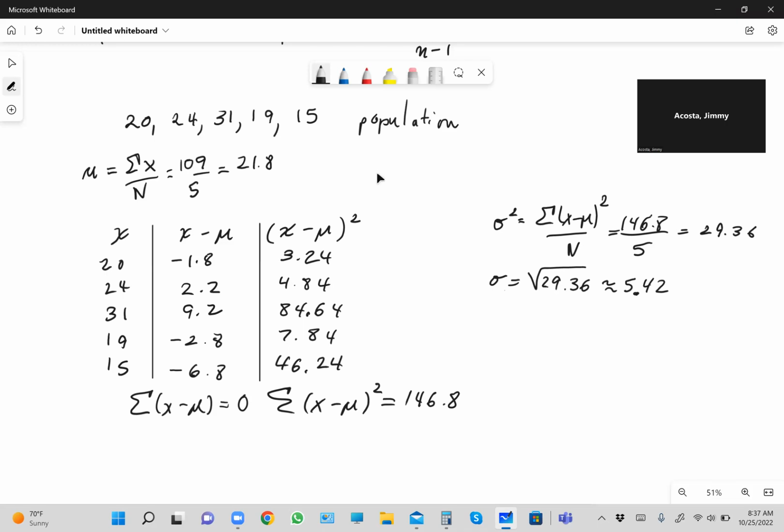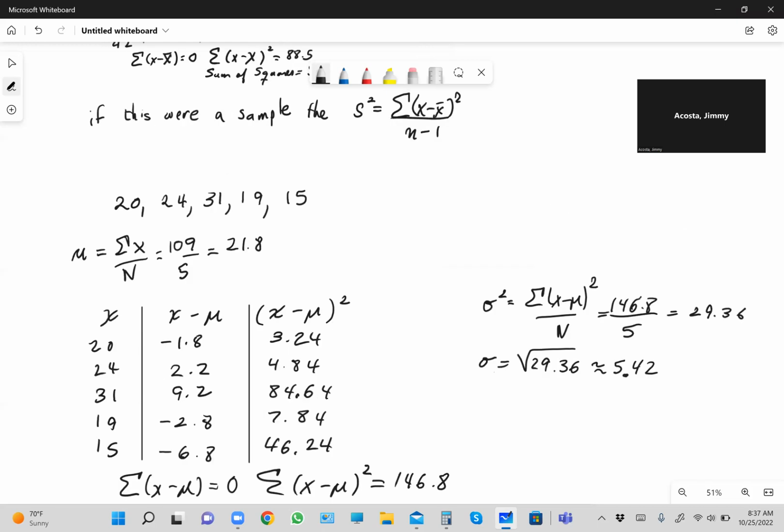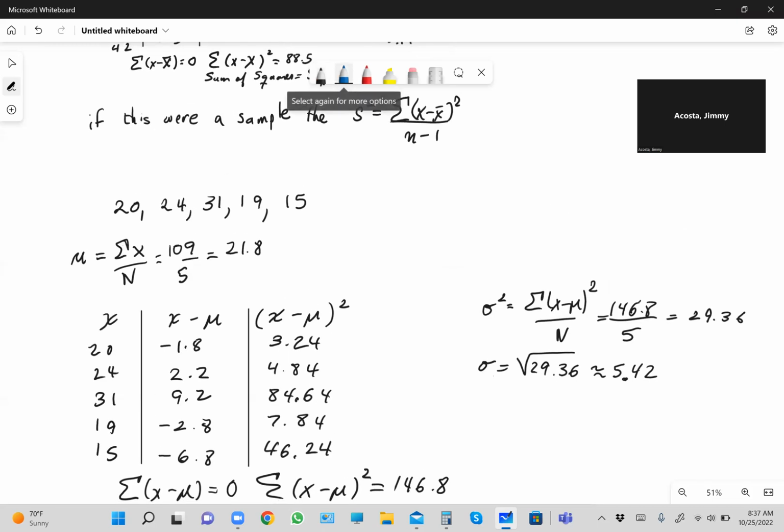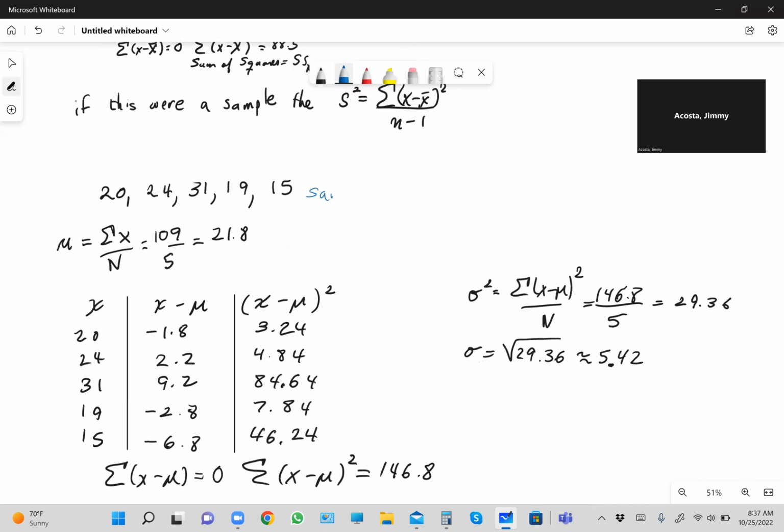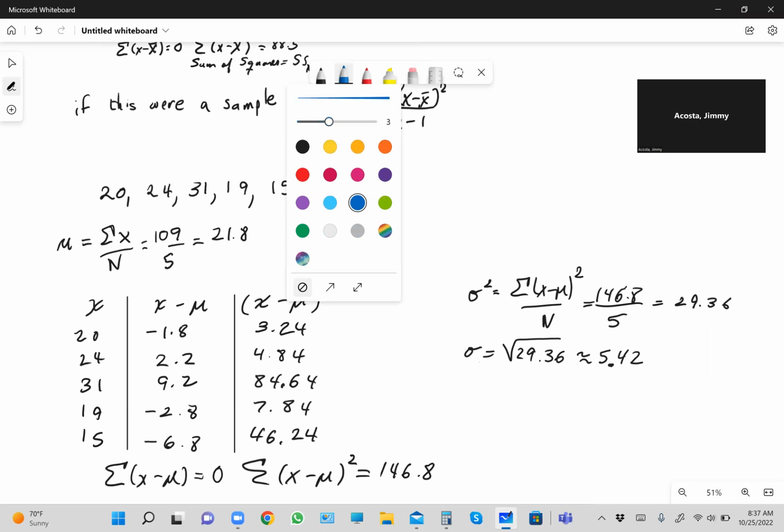Now, if you were to do this as a sample, what is the only part that changes? Do we divide by 5 or divide by 4? Yes. So if this were a sample, then I don't like the thickness of that right there. Give me 1 second, make it a little bit thicker.